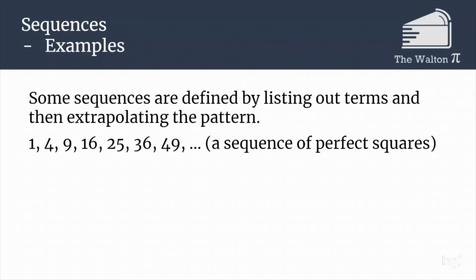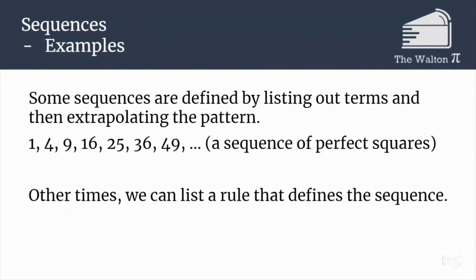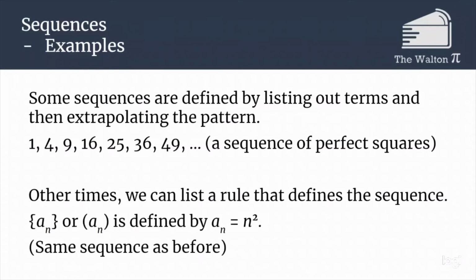Another example would be 1, 4, 9, 16, 25, 36, 49. So the sequence of perfect squares. That's an example of one. But then we could also define a rule that defines the sequence. We might see it as a sub n inside curly braces, or a sub n inside parentheses. Those are the two common ways to write a sequence.